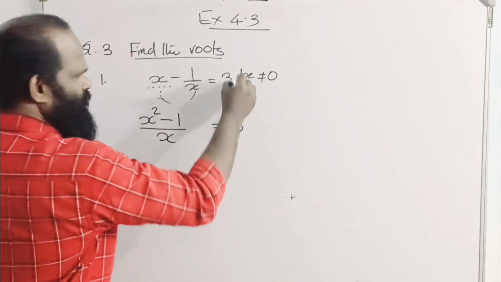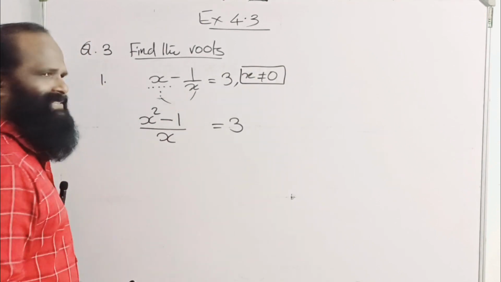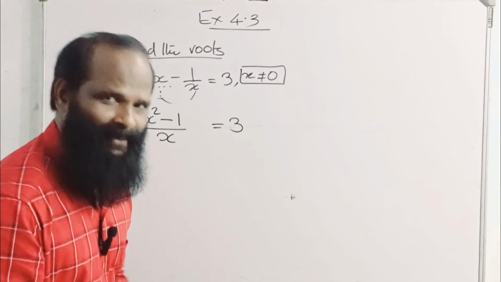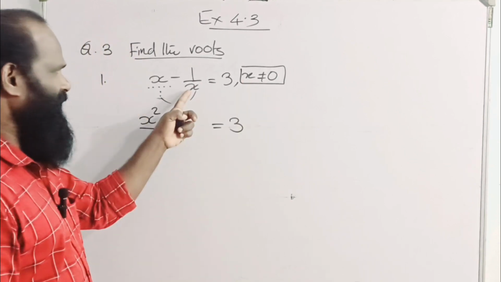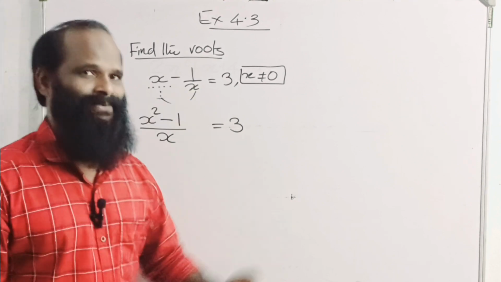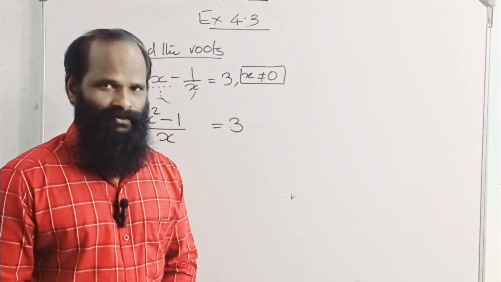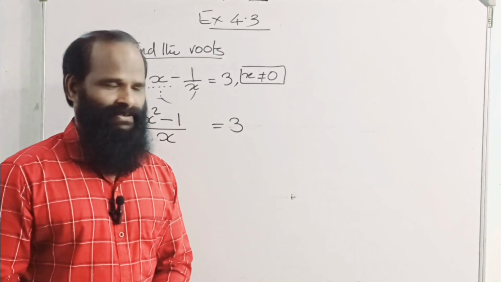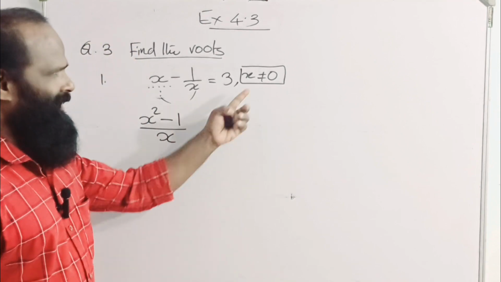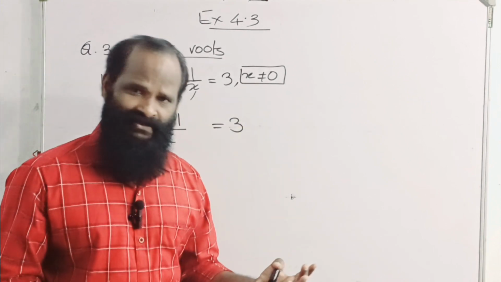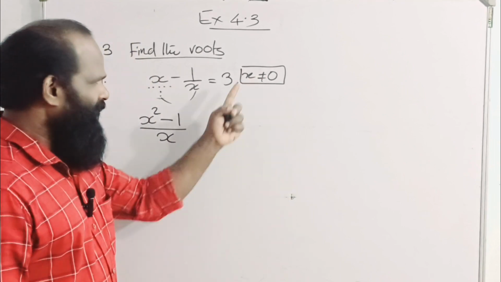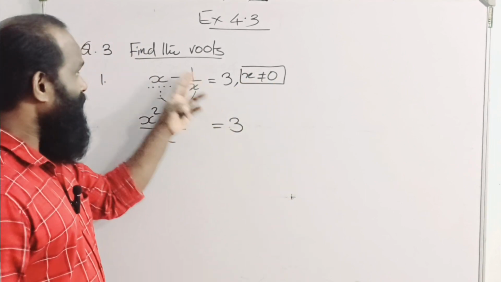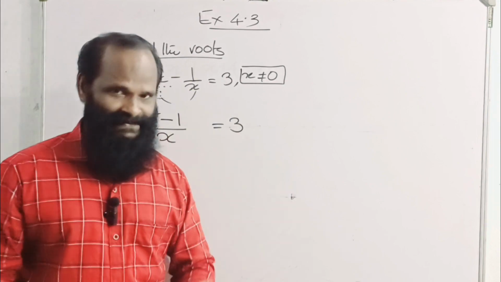You can see a clause over here. This is simply additional information. This tells us that the variable x shouldn't be 0. Does it have any importance here? Yes, sure. But it doesn't have anything to do with our solving this quadratic equation. But its significance is that if the value of x is 0, this equation becomes meaningless.